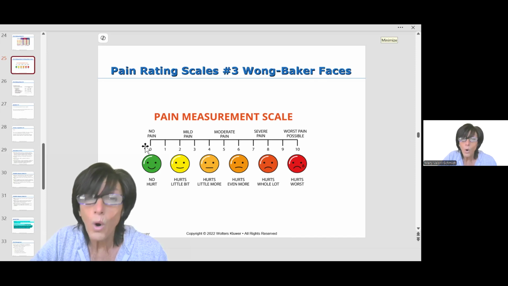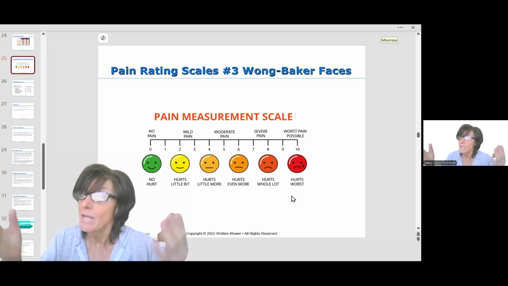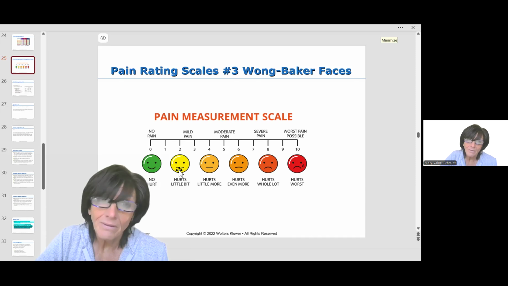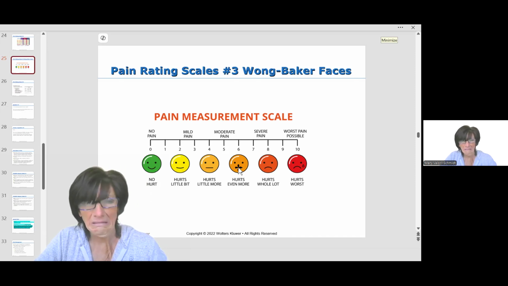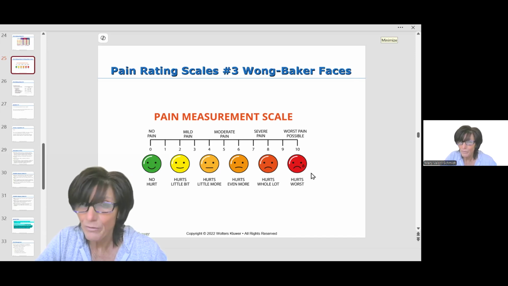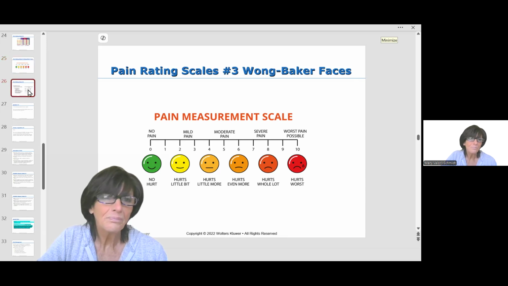And then for children, like toddlers, and also for developmentally impaired people, we can use the Wong-Baker Faces scale. The scale correlates with the pain, the numeric scale, but it's got faces. And you just say, point to the face that feels like you. Nothing, little bit, little more, even more, a whole lot, or it's the worst. So whatever they point to is what you use to interpret the scale.